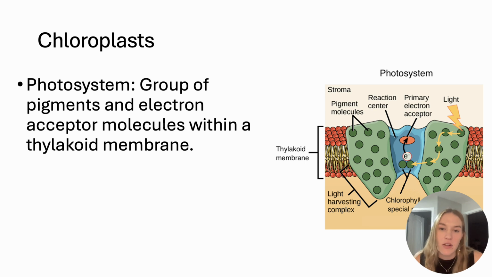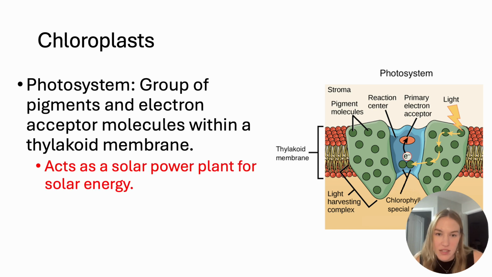And the light reactions can only occur because of something called photosystems. Now, photosystems are going to be a group of pigments and electron acceptor molecules within the thylakoid membrane. And so this image over here is really one of my favorites. It is going to show you the photosystem generally. And so you can see all of these pigment molecules. In this case, we're going to be talking about chlorophyll. And so it houses a bunch of these pigment molecules called chlorophyll in something called the light harvesting complex.